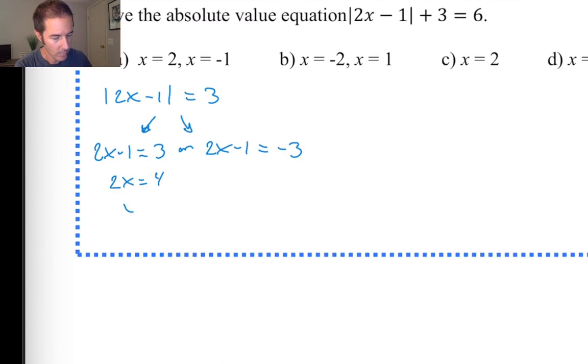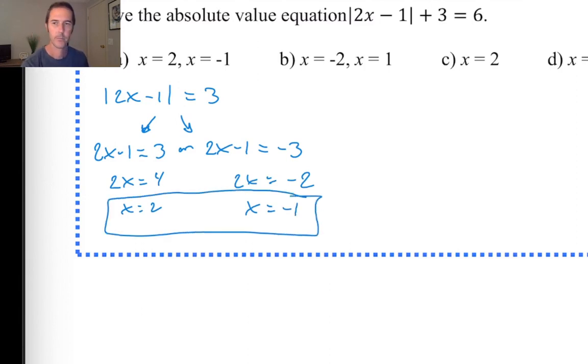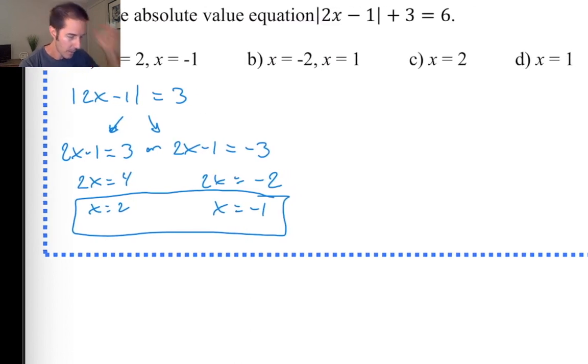2x equals 4, x equals 2. 2x equals negative 2, x equals negative 1. There are your two solutions. No sweat. The other possibility that I was thinking was, let's do another problem. I'll say the original problem is 2 times the absolute value of 2x minus 1, close, plus 3 equals 9.